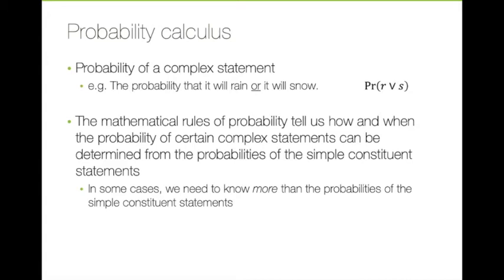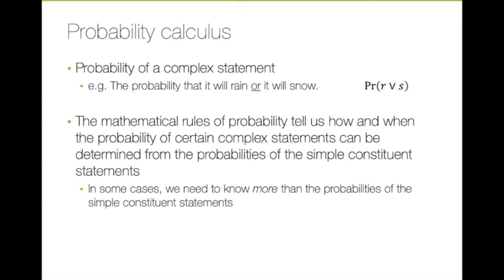Sometimes we want to know the probability of these kinds of complex statements. So we see on the upper right how we would write that: the probability of R or S. The mathematical rules of probability tell us how and when the probability of certain complex statements can be determined from the probabilities of the simple constituent statements.